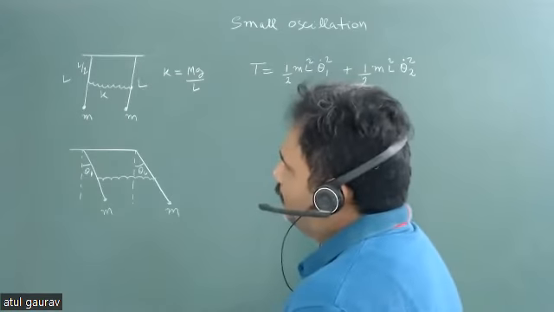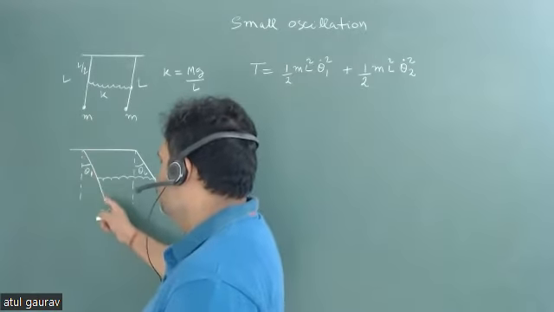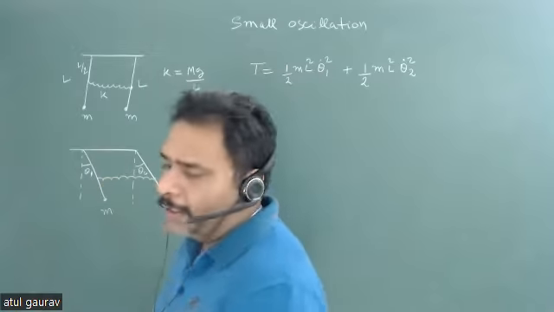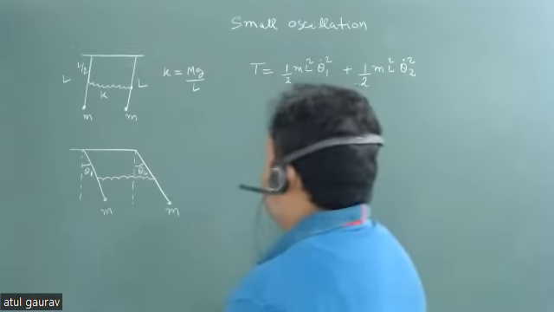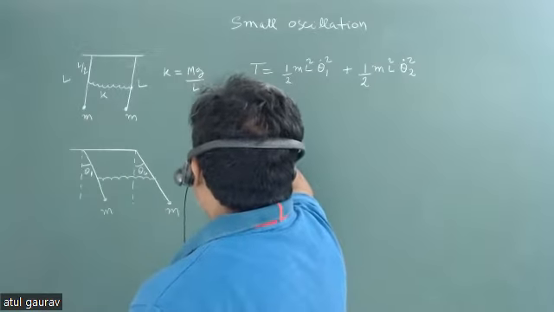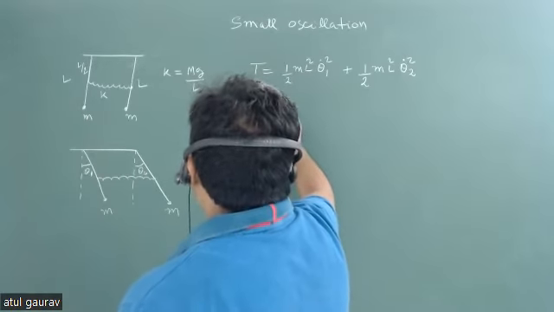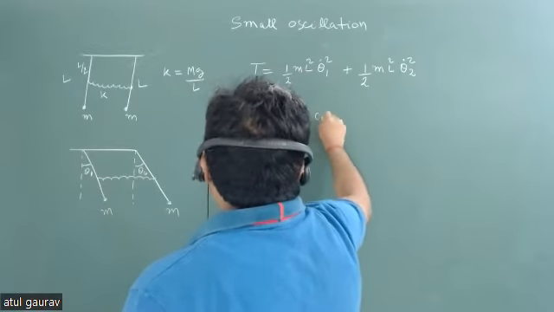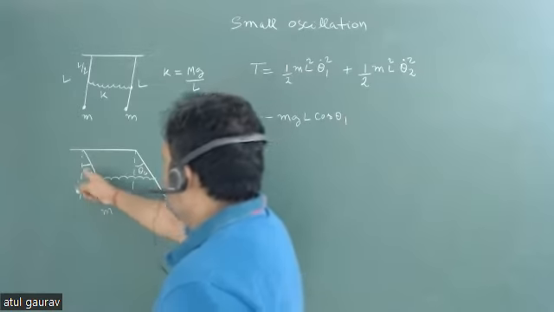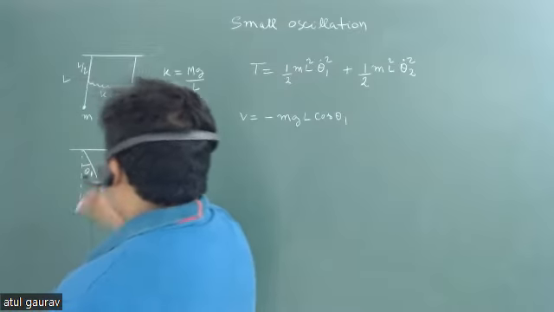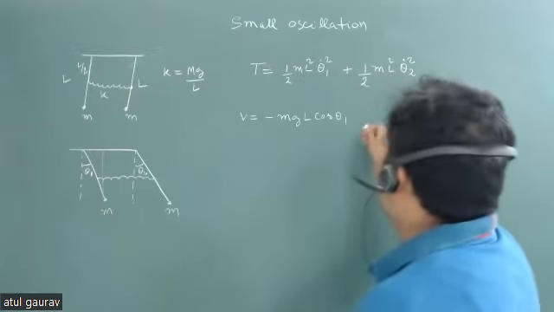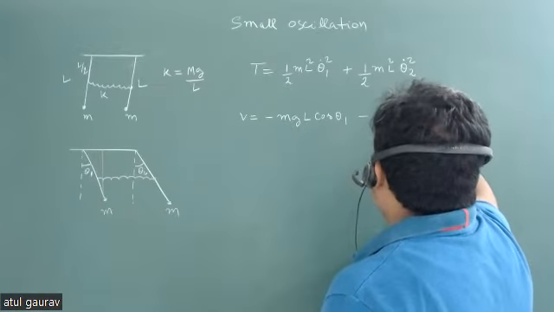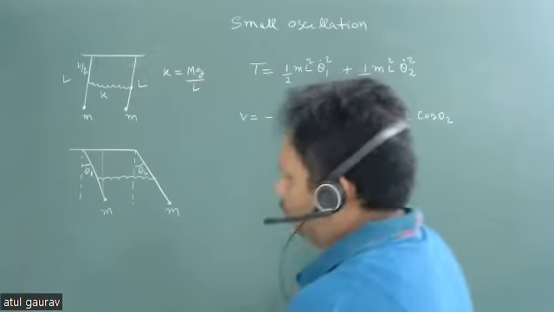So let's go for potential energy. What is your potential energy? Here there are two potential energies. One is due to gravity and one is due to the restoring energy in this particular spring. First we will write for gravity. The potential energy V is minus mgL cos θ1. This is for the first one. If this is theta, this y is L cos θ1. And for the second one, we have minus mgL cos θ2. So this is due to gravity.